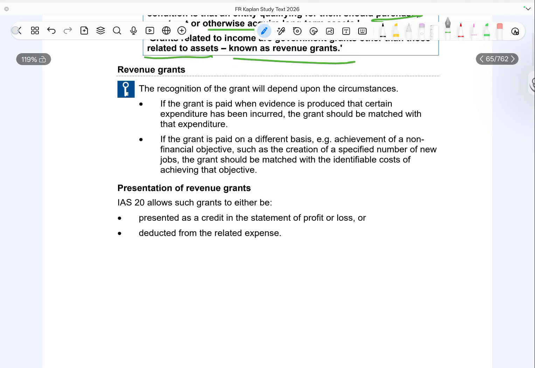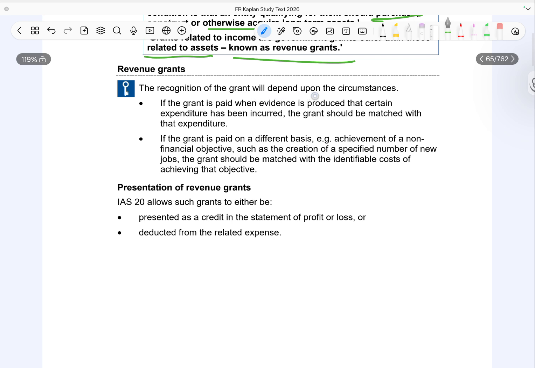Okay. Revenue grants. The recognition of the grant will depend upon the circumstance. If the grant is paid when evidence is produced that certain expenditure has been incurred, the grant should be matched with that expenditure. If the grant is paid on a different basis, for example achievement of a non-financial objective such as creation of a specified number of new jobs, the grant should be matched with the identifiable cost of achieving that objective.